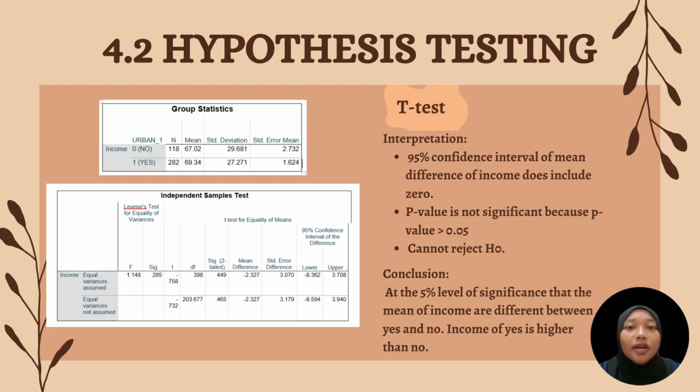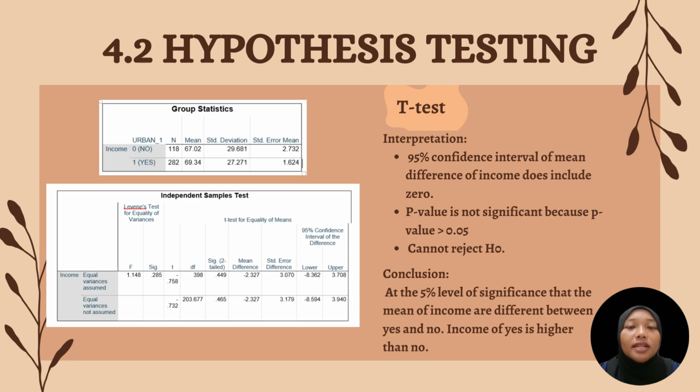Hypothesis testing. We use a t-test run by SPSS software for hypothesis testing. From the t-test, we can interpret that the 95% confidence interval of the mean difference of income does include 0. The p-value is not significant because it is higher than 0.05. Therefore, we cannot reject the null hypothesis.